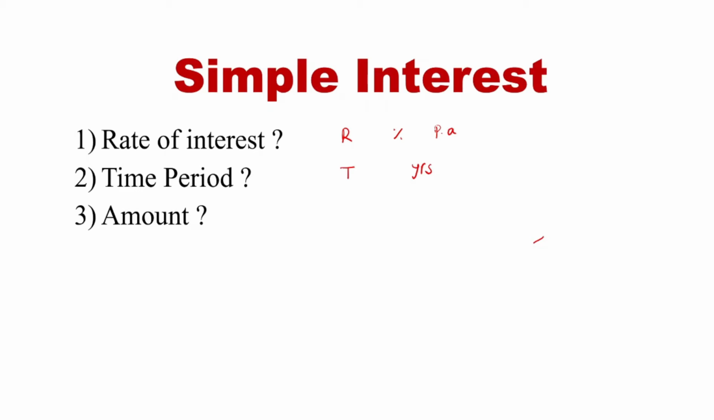Suppose I borrowed some money from my friend, that money is nothing but principal. If I paid some extra money to that person for the usage of the given money, that extra money is nothing but interest. So finally, I paid principal plus interest, and that is nothing but amount. So the amount formula is A equal to principal plus interest, P plus I equal to amount.